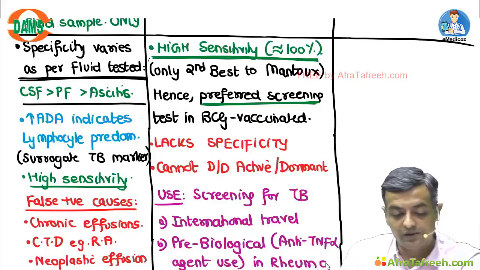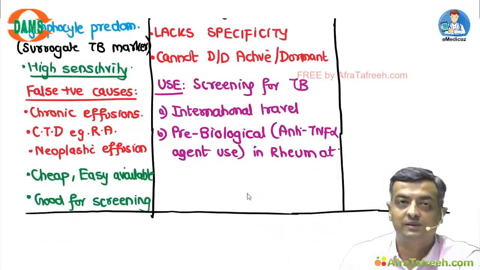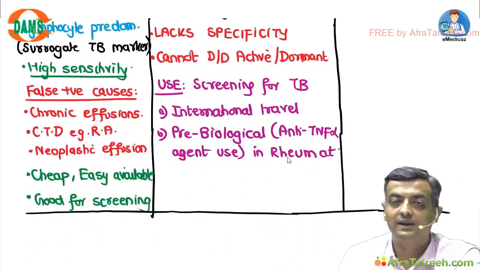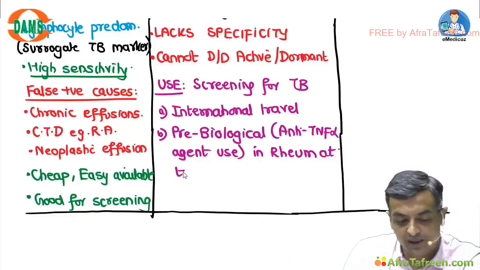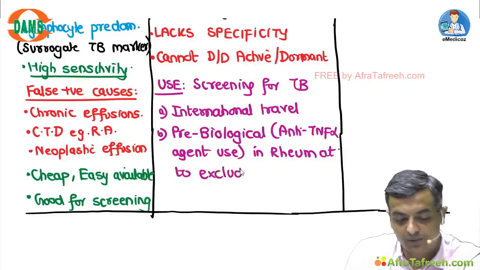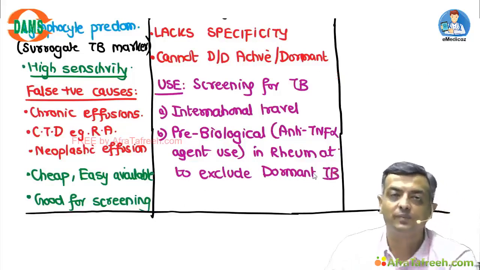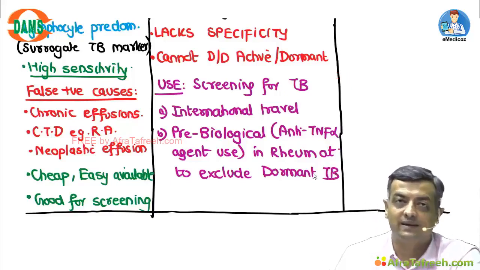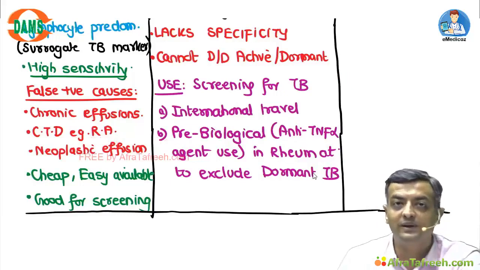In rheumatology, we want to screen, because biological use of TNF alpha increases the risk of TB reactivation in rheumatology disorders. To exclude dormant tuberculosis, we can use the interferon gamma assay. We can do a blood test, called the QuantiFERON Gold, TB Gold test.